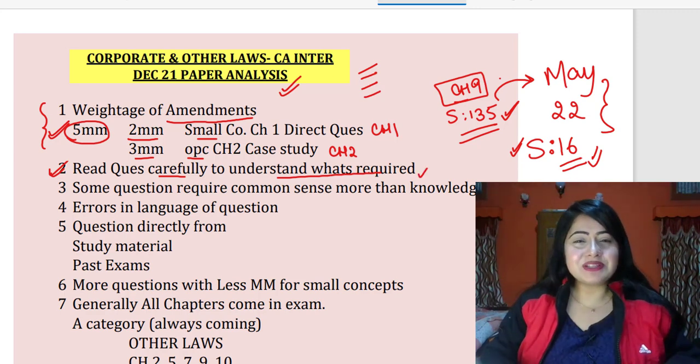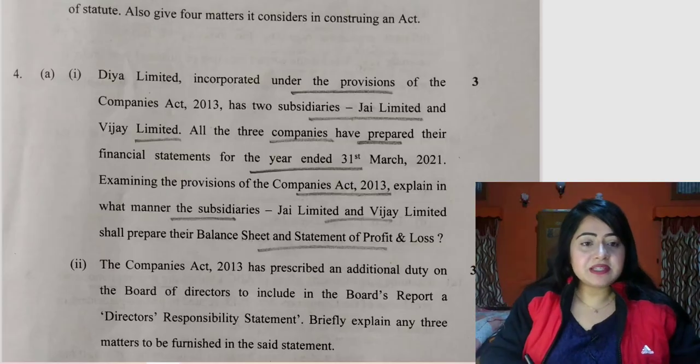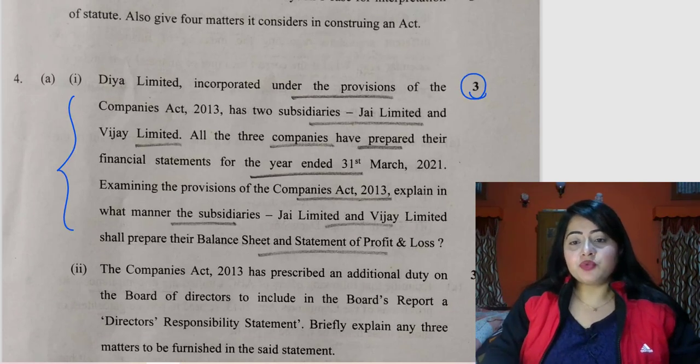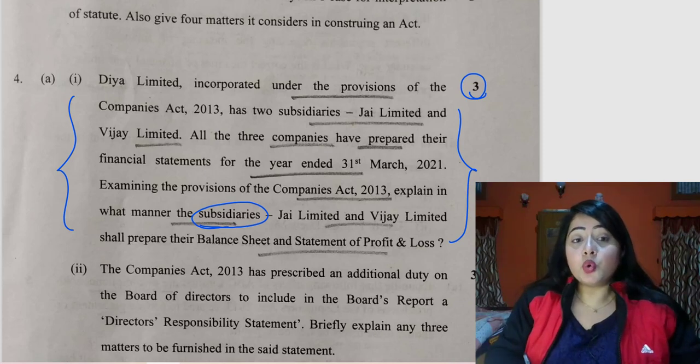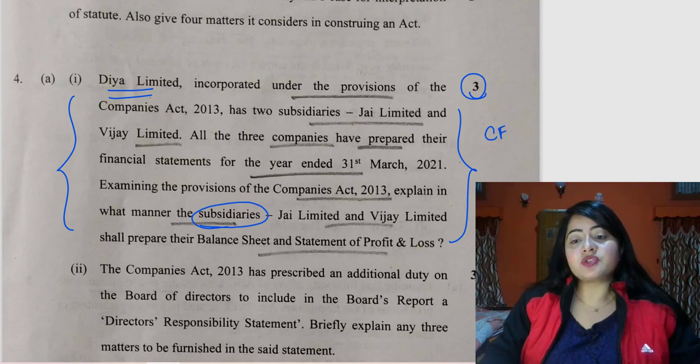Okay, so for example, let's just take one of the questions from the December 21 paper. For example, you can see this one question in your December 21 paper. Now this is a question that is coming for 3 marks. If you read this question carefully, this question is asking about the financial statement of the subsidiary companies. But if you are in a rush, you might think that in this particular question, the financial statement of the holding company, the details relating to that, is being asked. You may confuse it with the consolidated financial statement.